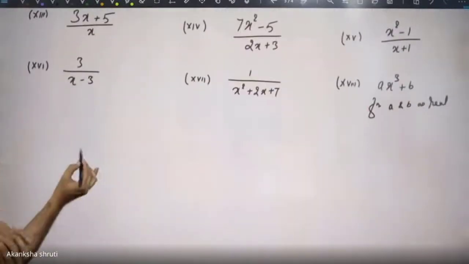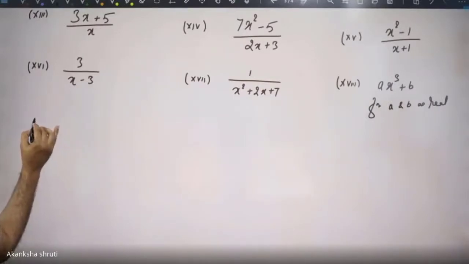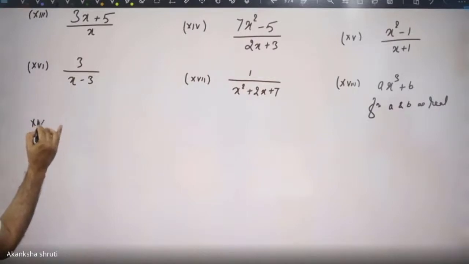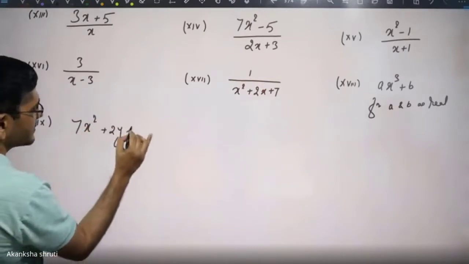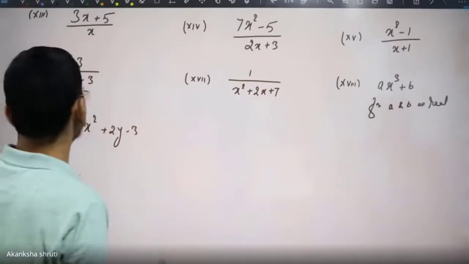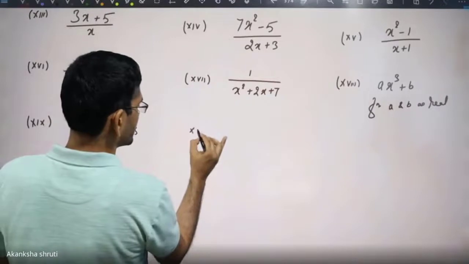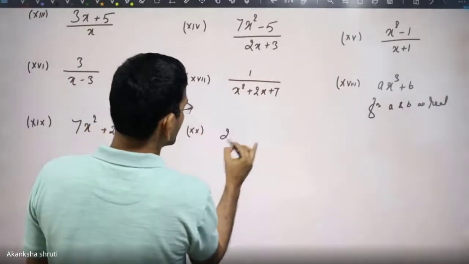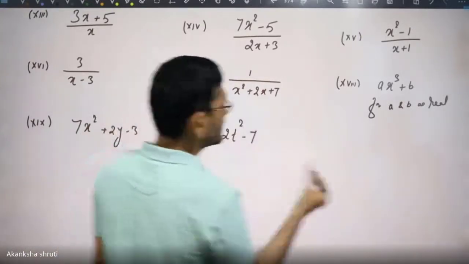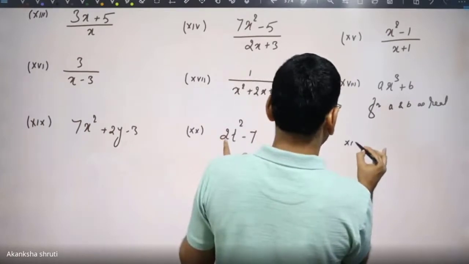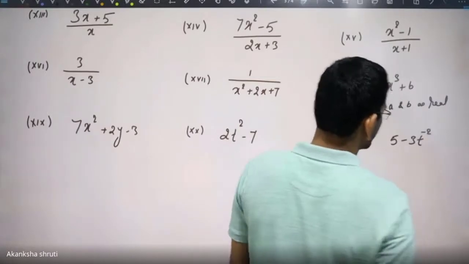Let us write one or two more. Here we have taken one variable, all the variables were x, but if the variable is changed, no need to worry, the result remains the same. Say 7x square plus 2y minus 3, whether it is a polynomial or not, where two variables are given. Students, let us take 2t square minus 7 only. The next one, 5 minus 3t to the power minus 2.